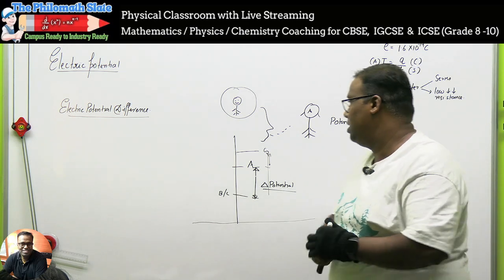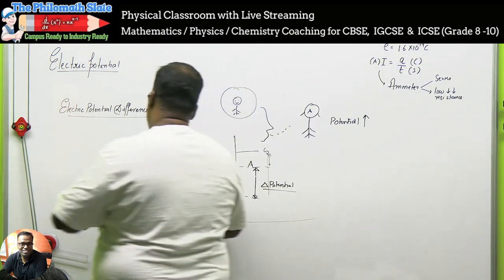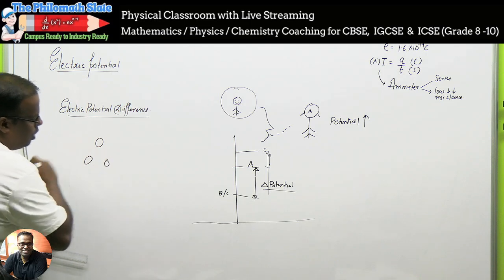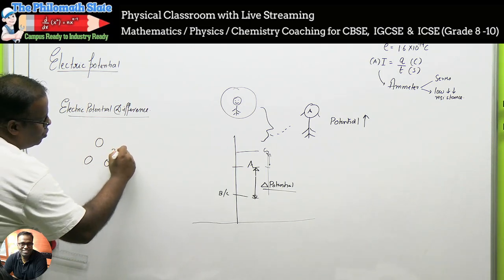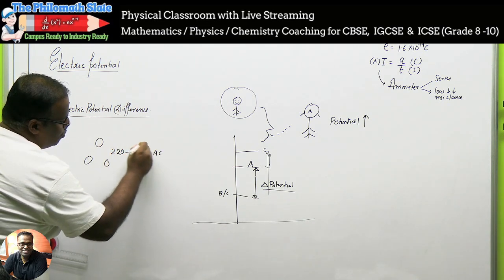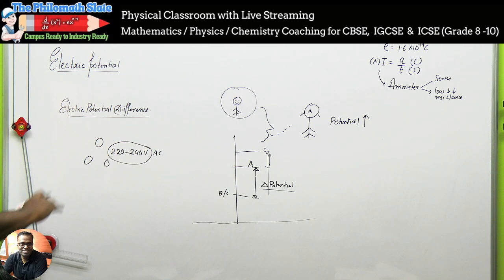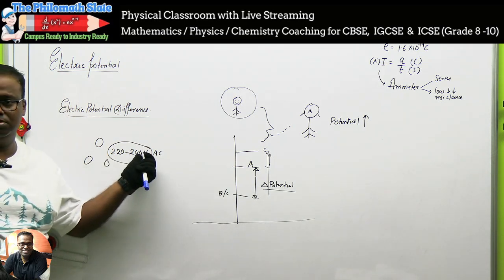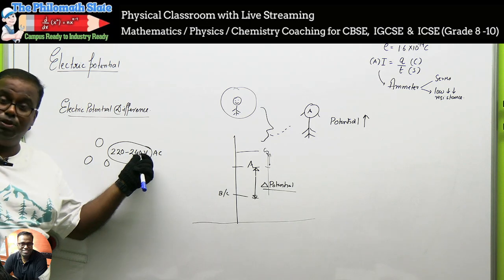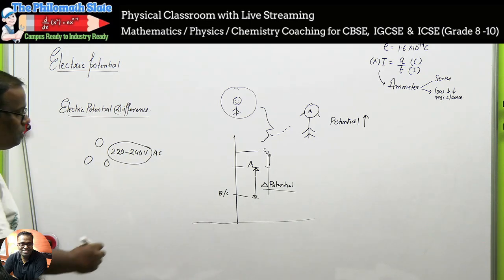I'll come to that. When we actually see that, when you see a 3-pin plug point at your house, you'll be seeing it's written 220 to 240 volts AC. So we say that the potential here is say 240 volts. नहीं, ये पोटेंशियल डिफरेंस है। ये 240 का मतलब क्या है?